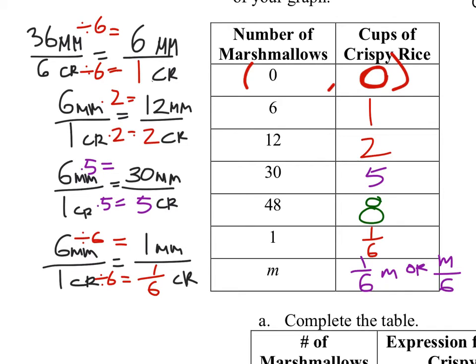So if I had 12 marshmallows, oh, we did 12 already. What if I had 24, 30, 42? What if I had 42 marshmallows? Well, I'm plugging this in. I could do 1/6 times 42, or 42 divided by 6, which is 7. Right.